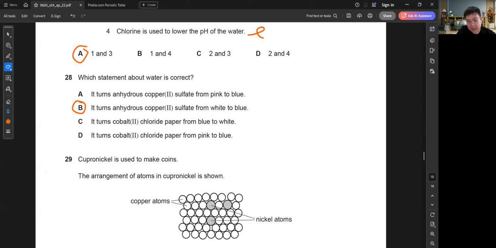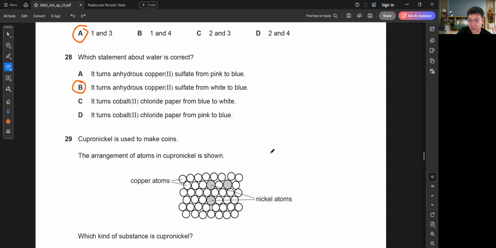Okay, but maybe... yeah, okay. I don't think we have the time to take out the notes, all right? But yes, the answer is B. Memorize what color they change and memorize what that thing is. Copper(II) sulfate, cobalt(II) chloride, and copper(II) sulfate must be anhydrous.